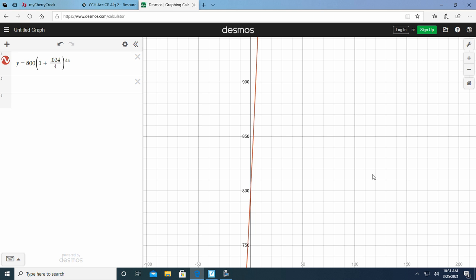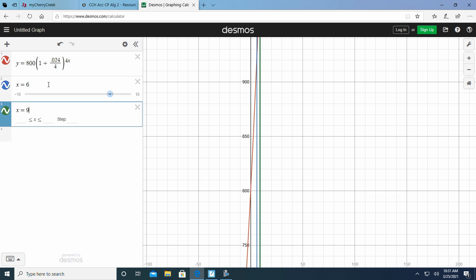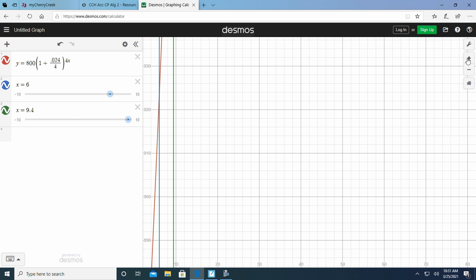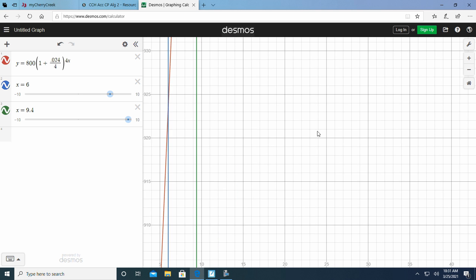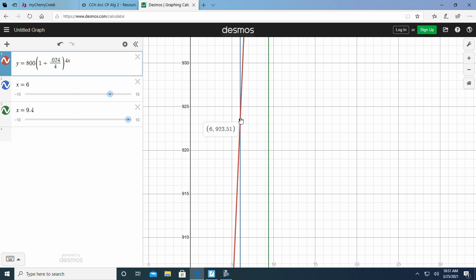So if I were to graph x equals 6, and the other equation is x equals 9.4, what we're going to do is take a look at the blue one first. So it looks like after 6 years of this money growing, we will have $923.51 in it. So we basically made $123.51. So that's the first one.